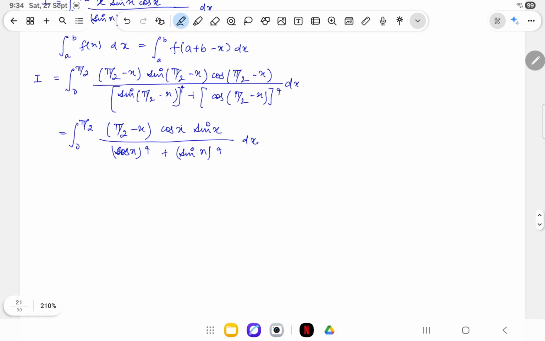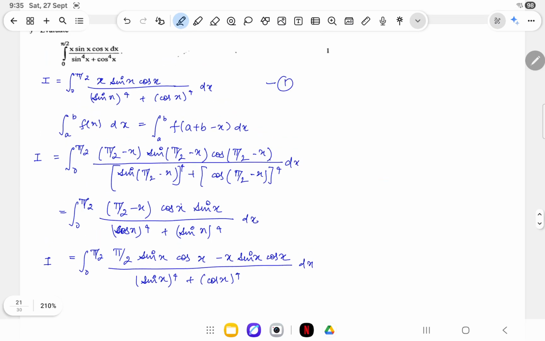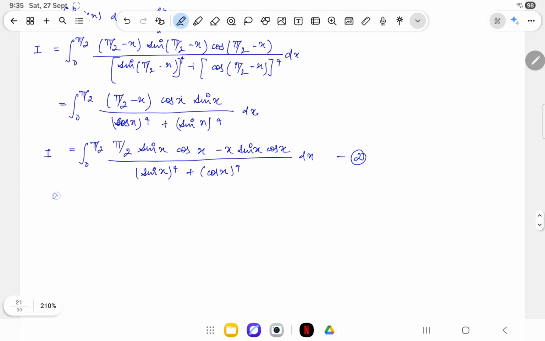So it further reduces to integration from 0 to pi by 2 sin x cos x minus x sin x cos x divided by sin x raised 4 plus cos x raised 4 dx. Now if I just add the original equation, that is number 1, and this number 2, adding 1 with 2, I'll basically get 2I equals integration from 0 to pi by 2.